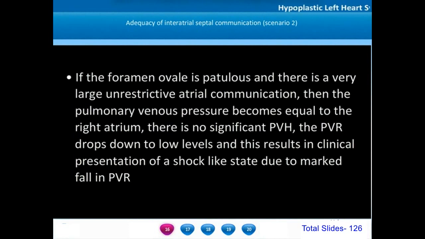Let us imagine another clinical scenario where the interatrial septal communication, or the foramen ovale, is very patulous and there is a large unrestricted atrial communication. Here, the pulmonary venous pressures very quickly drop. The pulmonary venous pressure becomes equal to the right atrial pressure. There is no pulmonary venous hypertension. In these patients, the pulmonary vascular resistance drops to very low levels. This results in clinical presentation of a shock-like state due to marked fall of the pulmonary vascular resistance.